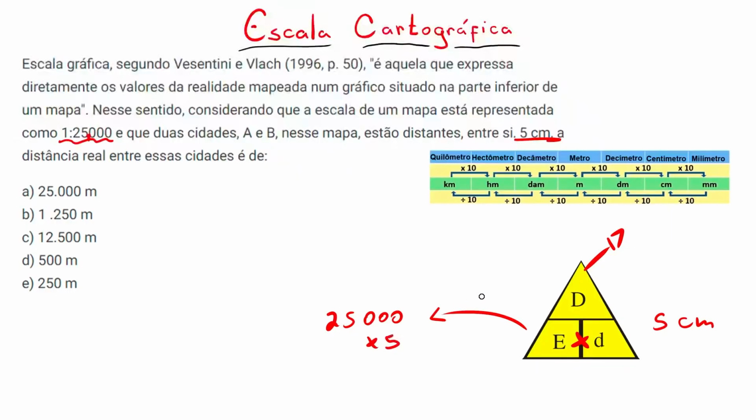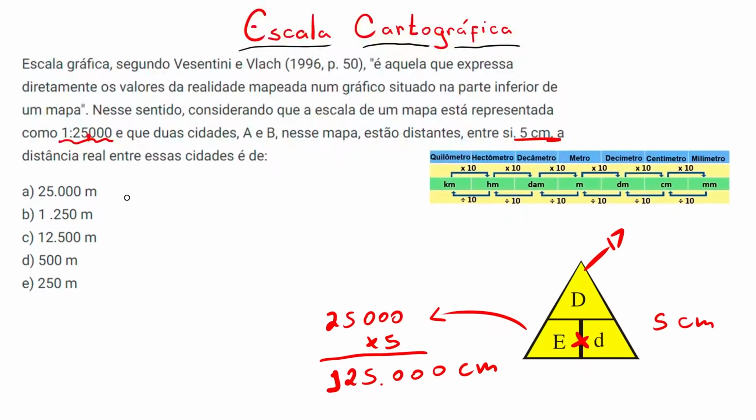Let me get my calculator. No, just kidding. I can do this calculation. 25, 50, 75, 100, 125. So, 125,000. What? Centimeters. This is my big D. Look, the scale is 1 to 25,000. The distance is then 125,000 centimeters in real life, okay?